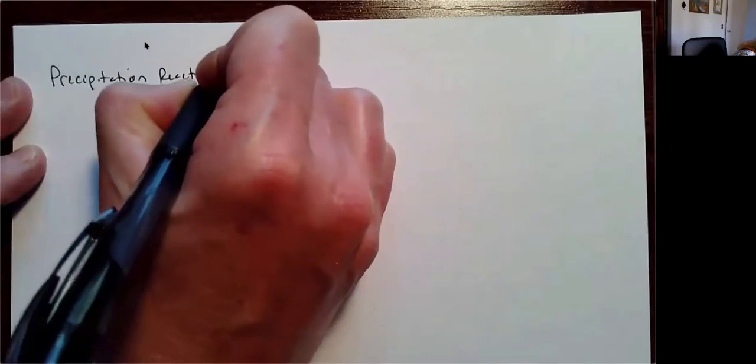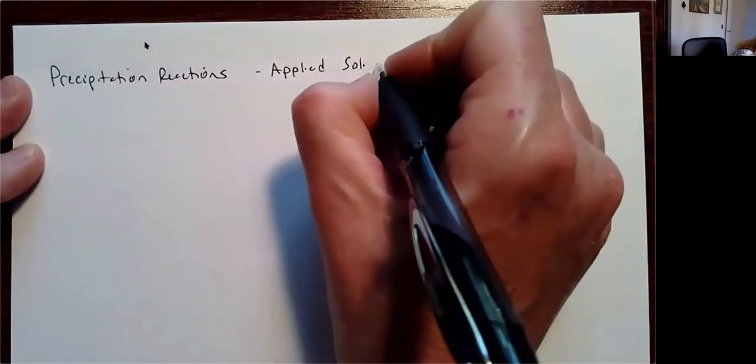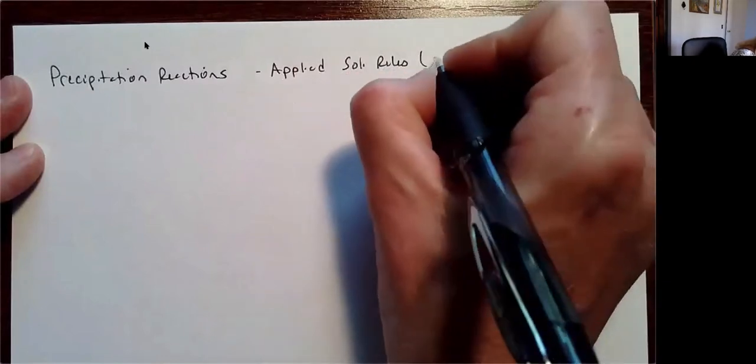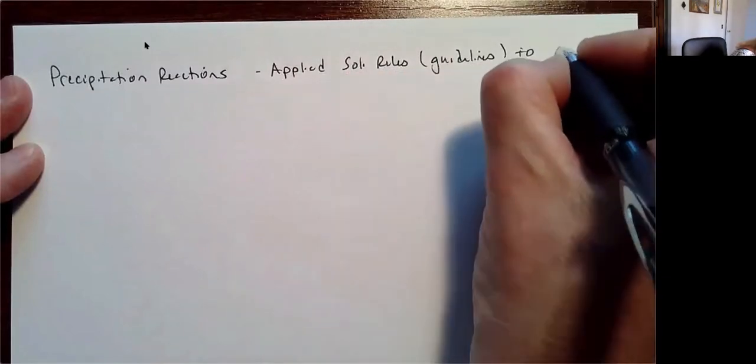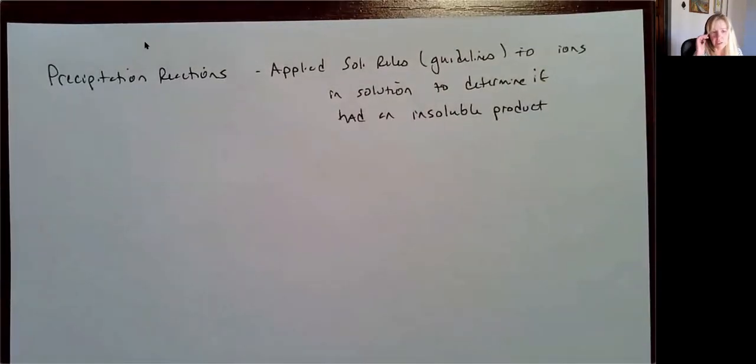You learned solubility rules when you were doing precipitation reactions. So we applied these solubility rules, which we're going to call guidelines now, to the ions in solution to determine if you have an insoluble product. So in a precipitation reaction, that's what we did.